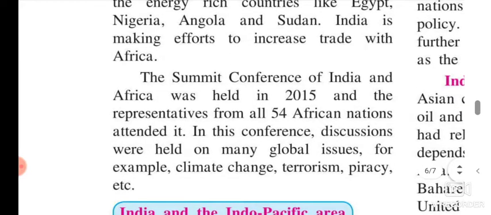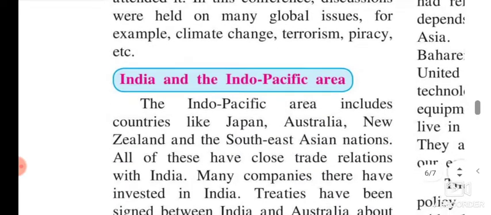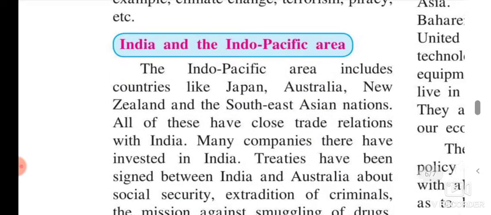The Summit Conference of India and Africa was held in 2015, and the representatives from all 54 African nations attended it. In this conference, many global issues were discussed, for example, climate change, terrorism, piracy, etc. India and the Indo-Pacific area.